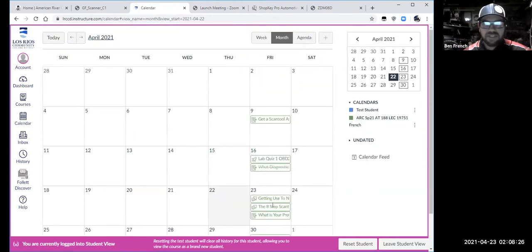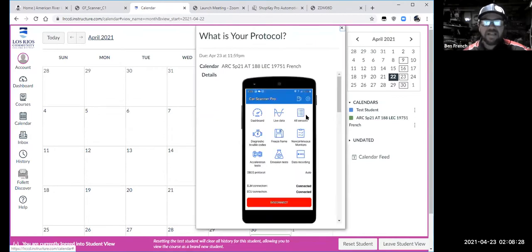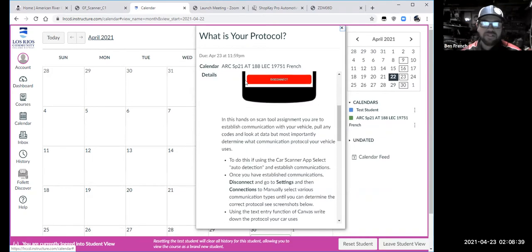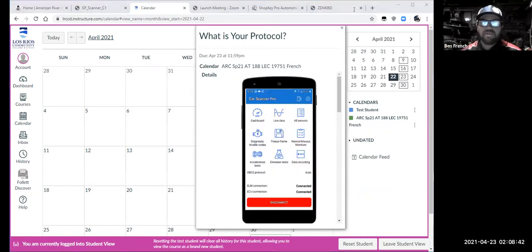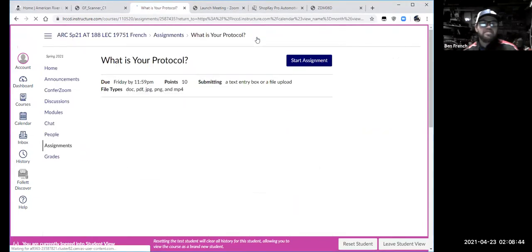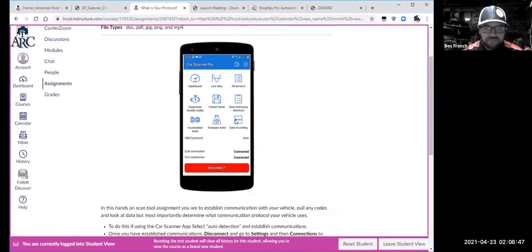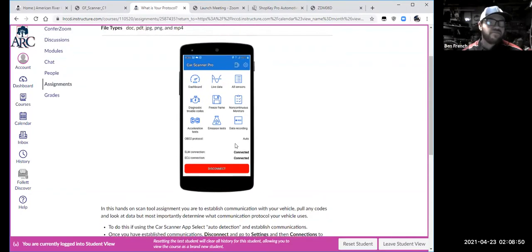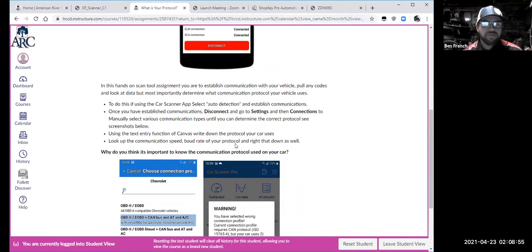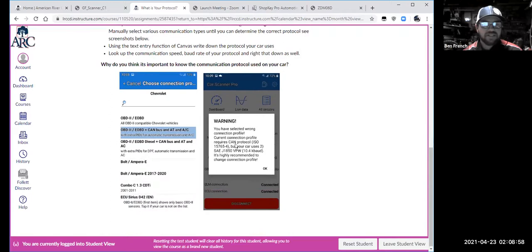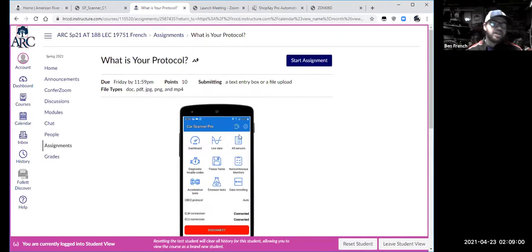I'll go back to the calendar and look at the last assignment. And this one is about your communication protocol. Now, we've talked about that in class, maybe once or twice early on in the semester. We talked about communication protocols, but we are going to talk about them again tonight. So this assignment is about getting you to figure out, well, what communication protocol does your car use? That's what this assignment is about. And it gets you scanning your car and maybe looking some stuff up.